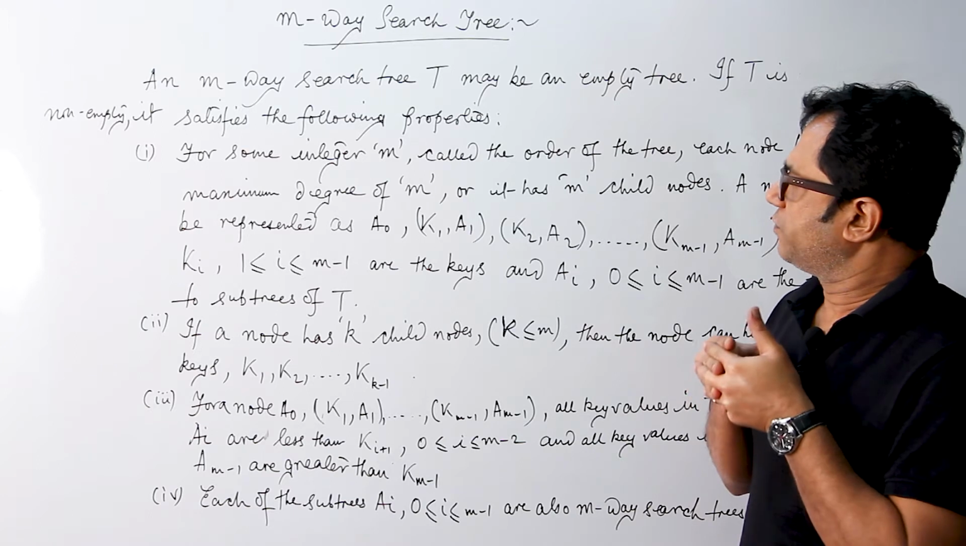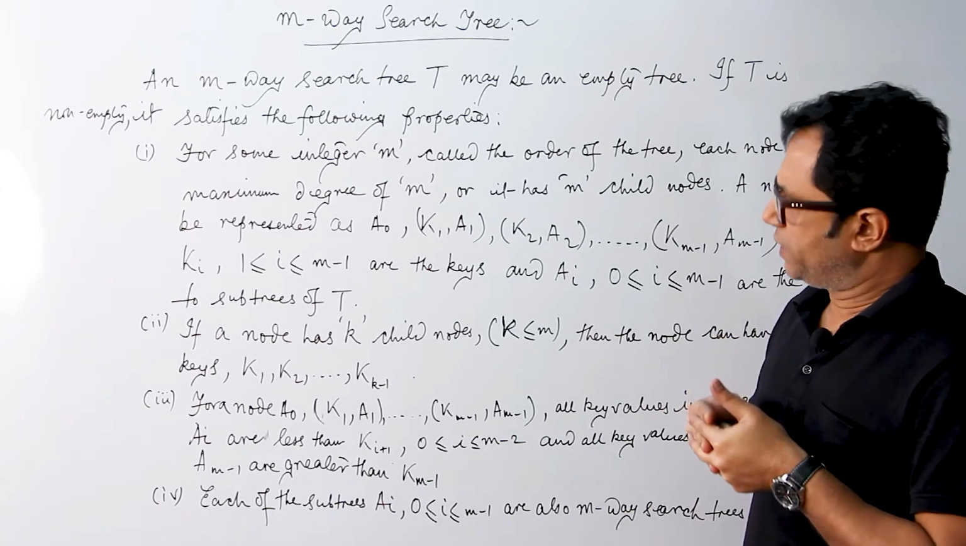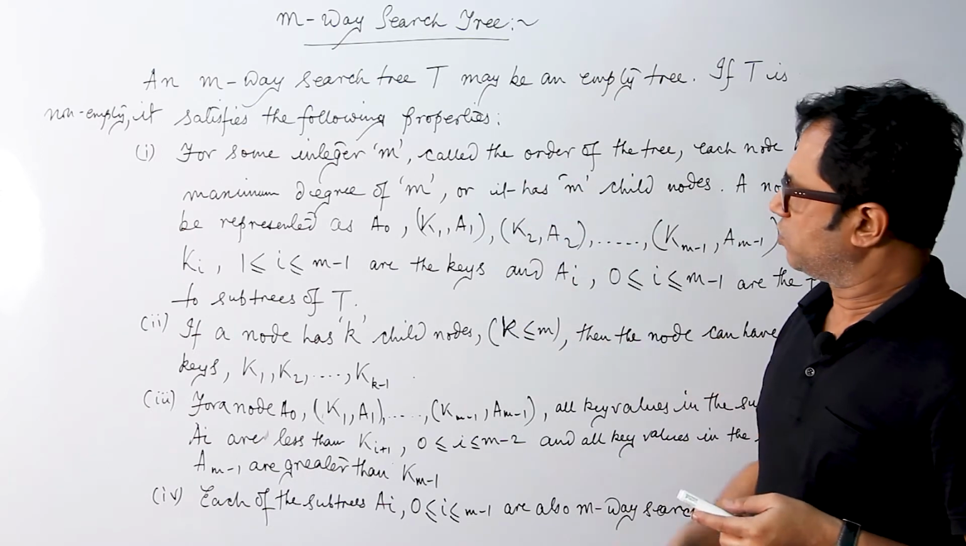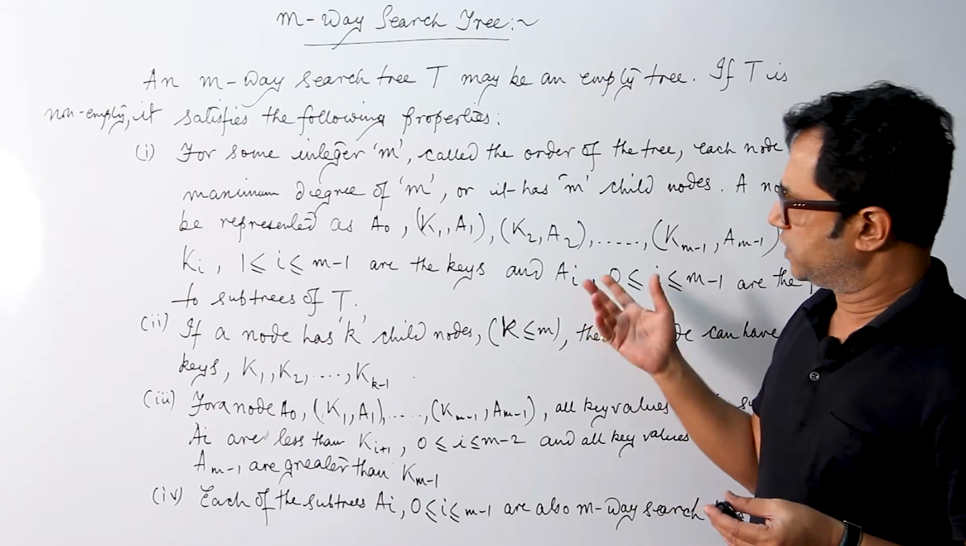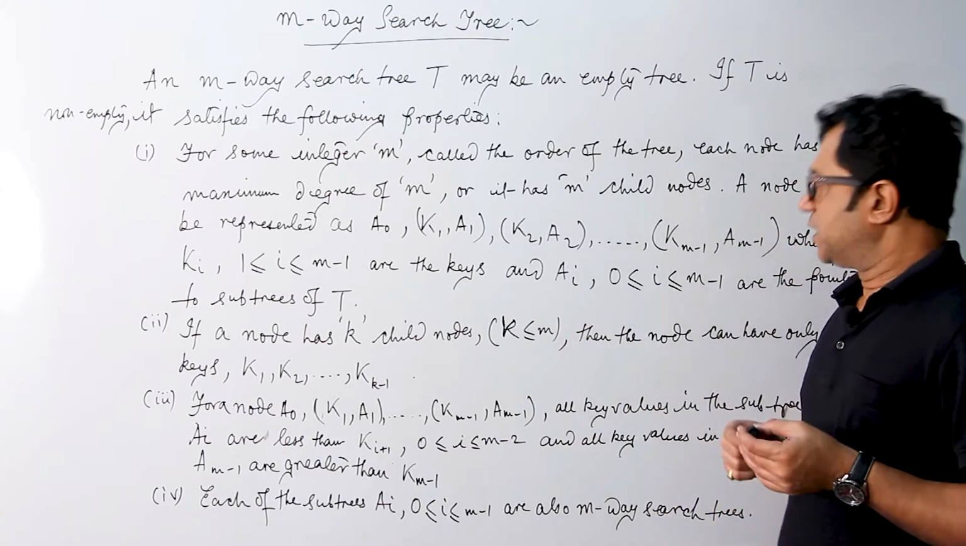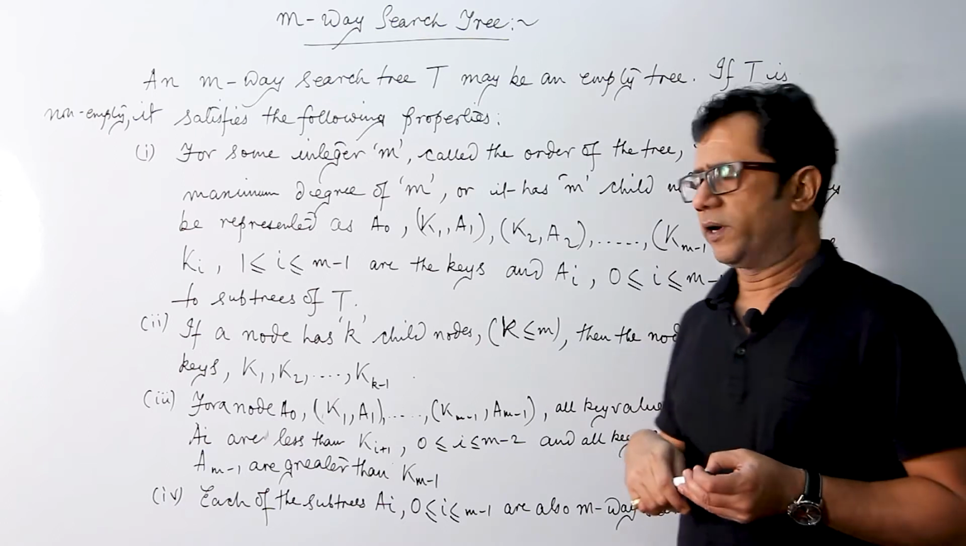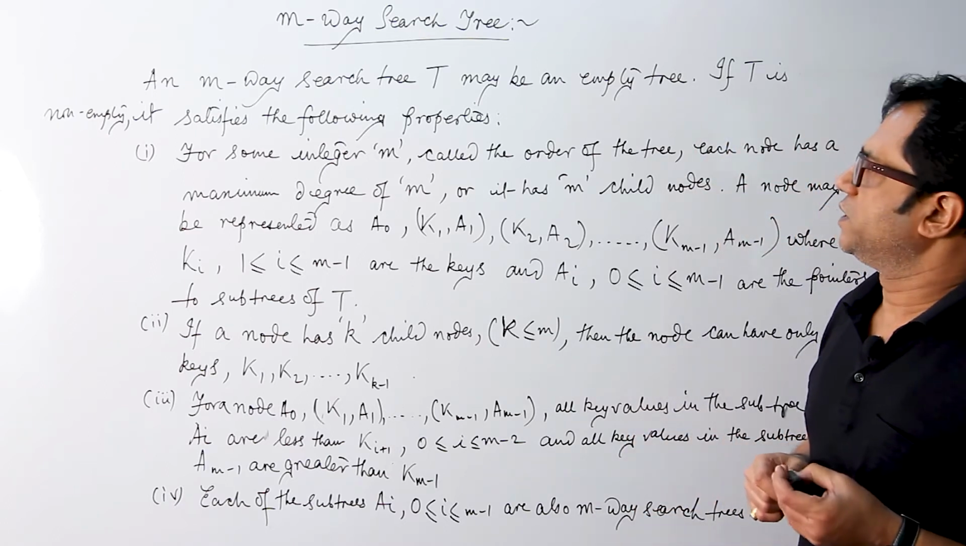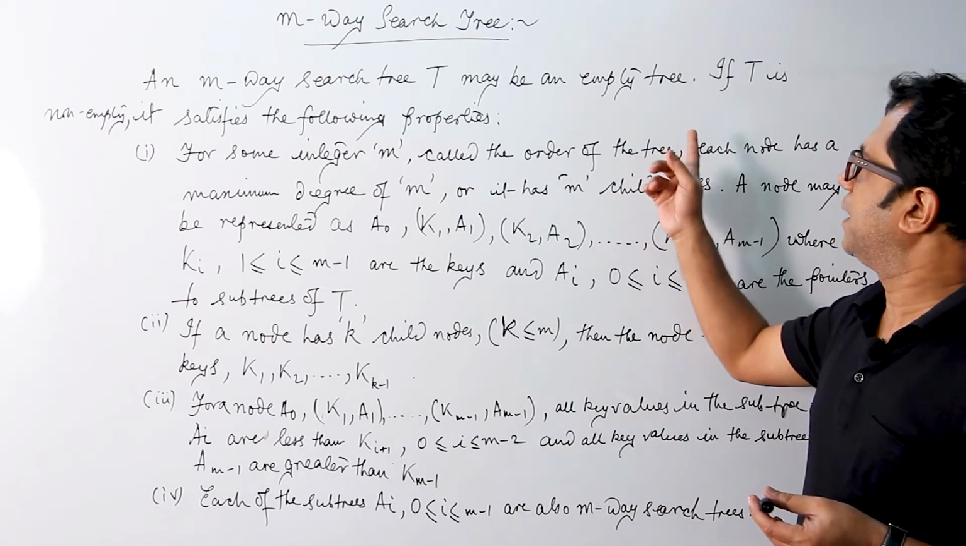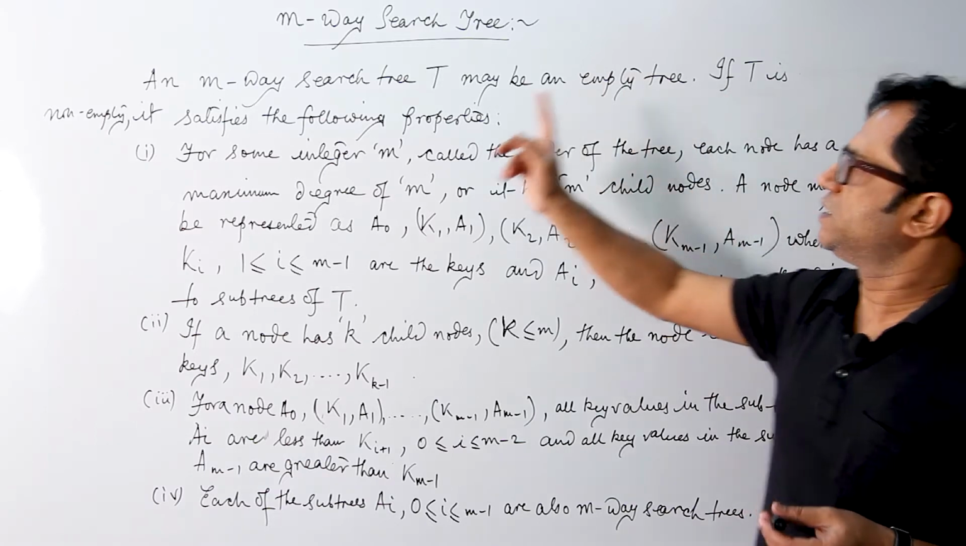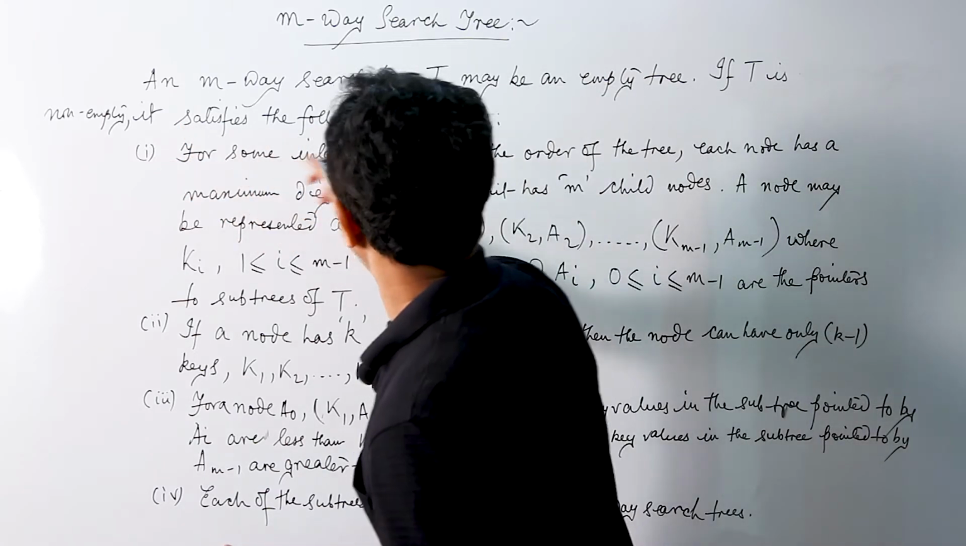So the definition of the MWay search tree can be given in this manner, which I have written already on the board. You can see this and take a note of it as well. But I am going to explain it point by point. What is an MWay search tree? An MWay search tree T may be an empty tree. If T is non-empty, it satisfies the following properties.